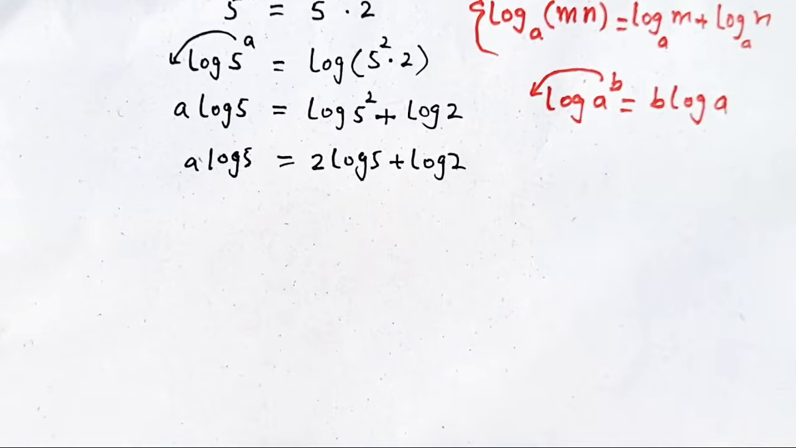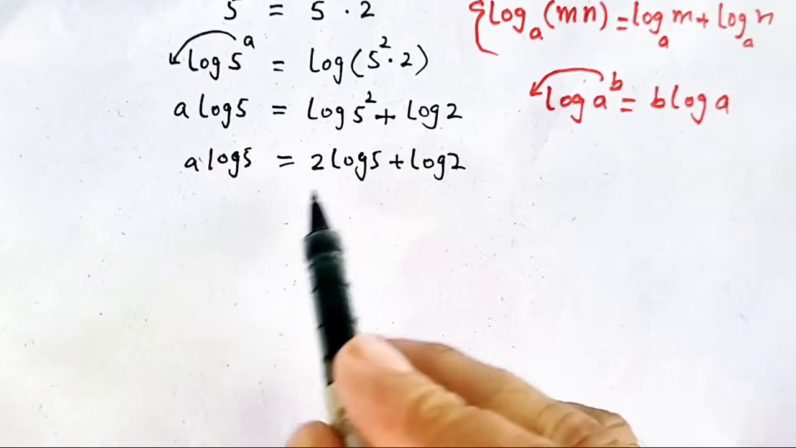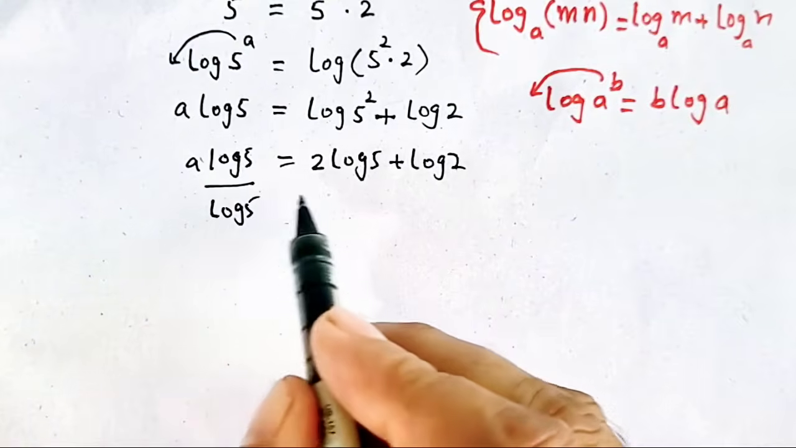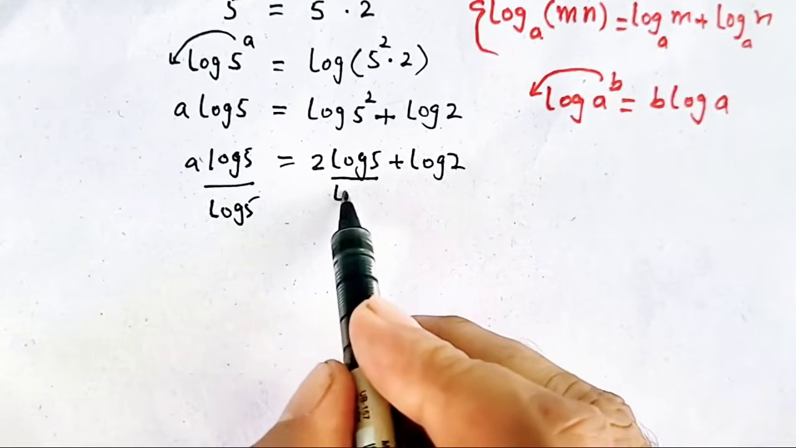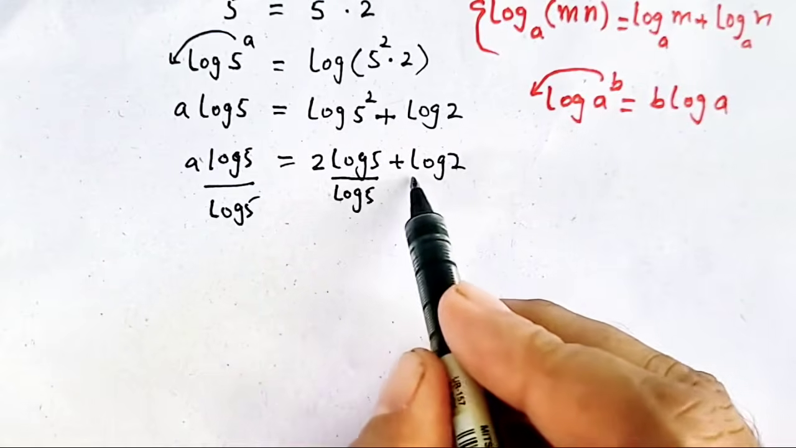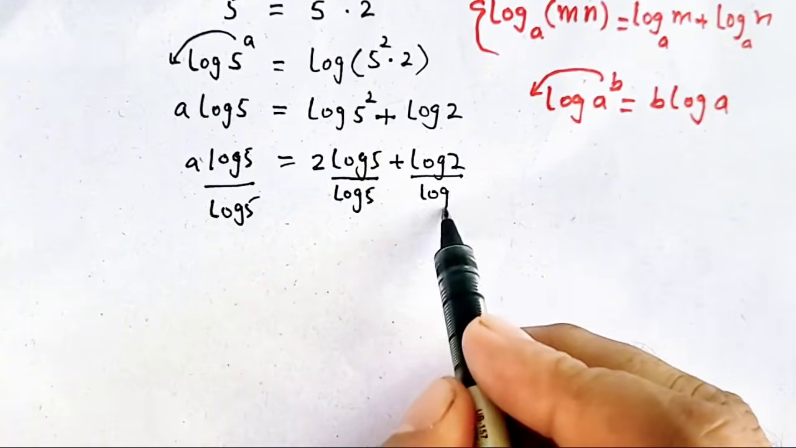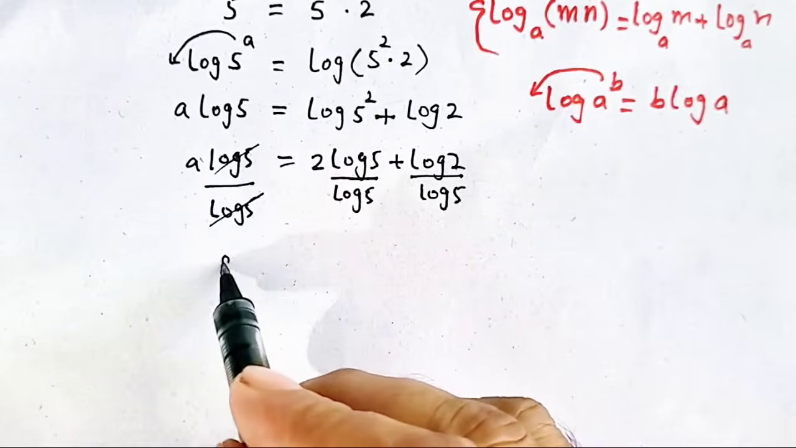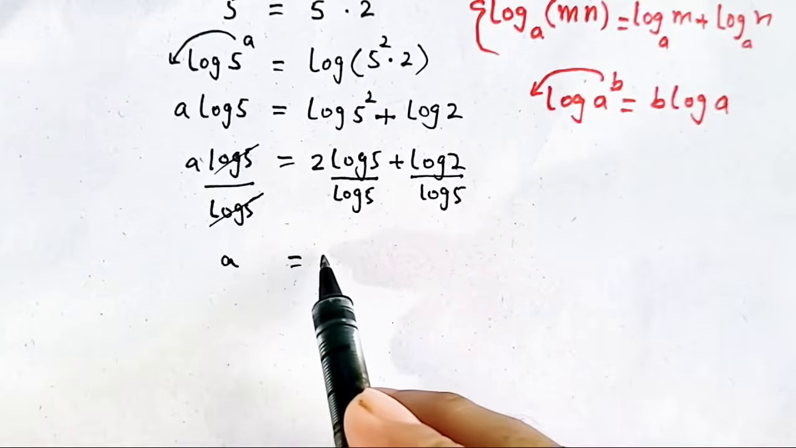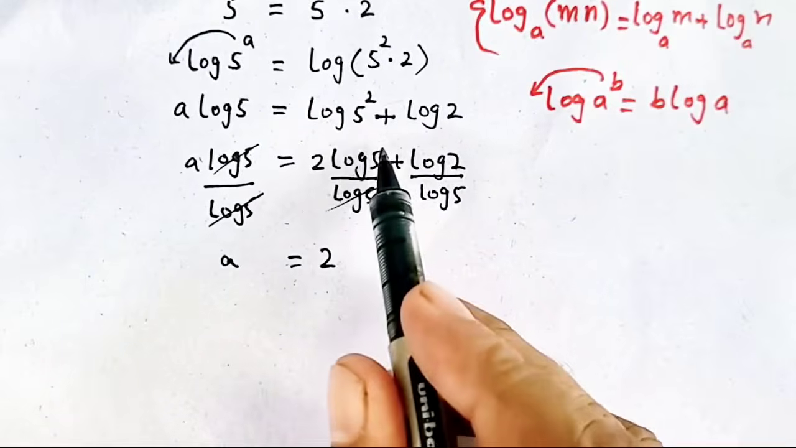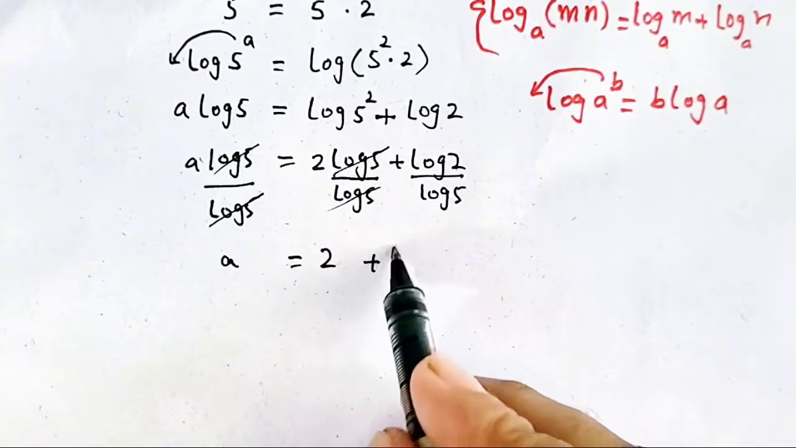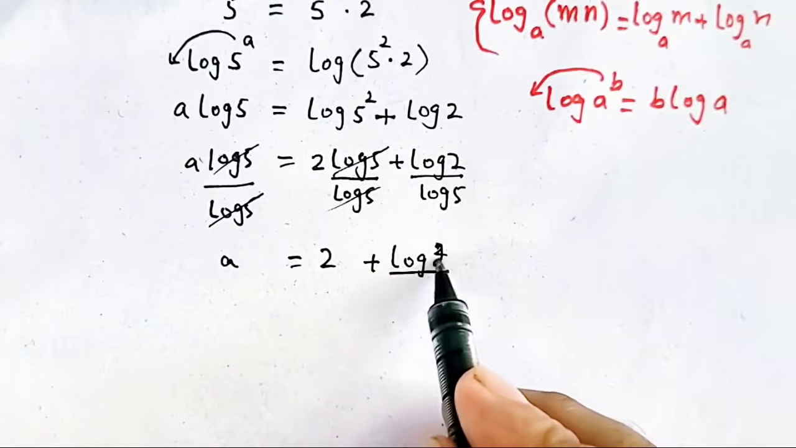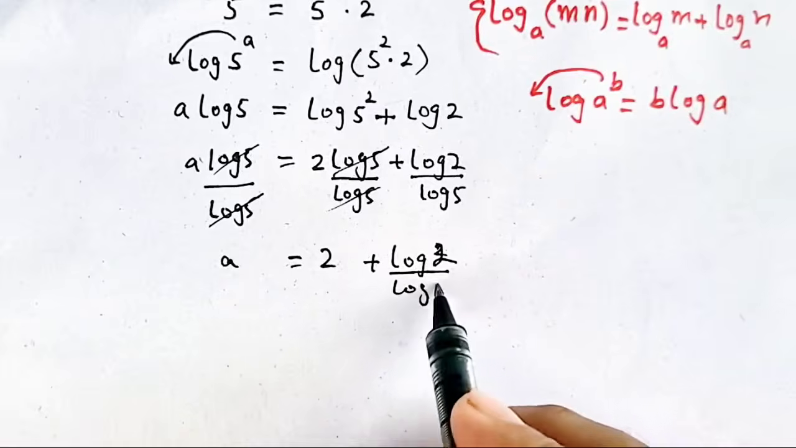Now we have to divide by log 5 on both sides. We will get a, and here it is divided by log 5, and it is also divided by log 5. So here is cancellation. So a will be equal to 2. Here is also cancellation, plus log 2 divided by log 5.